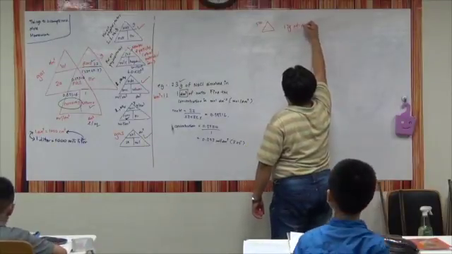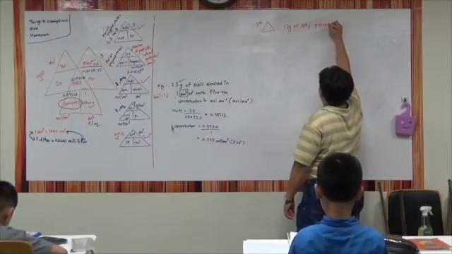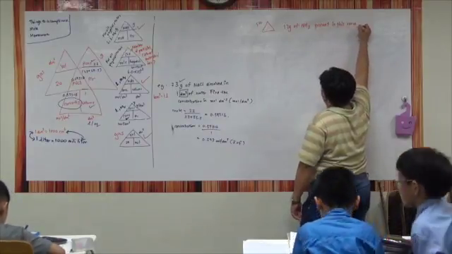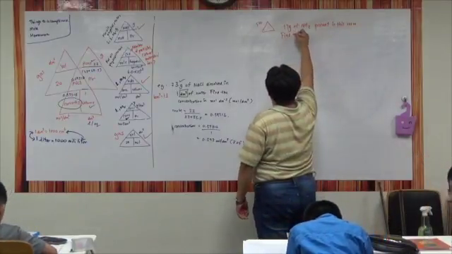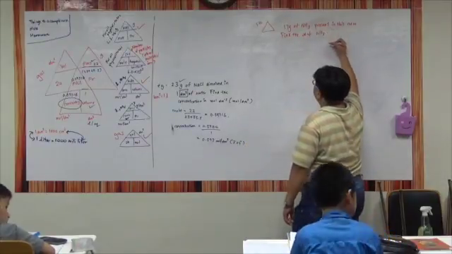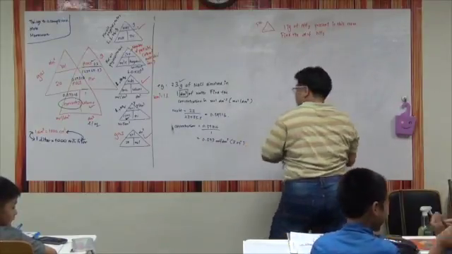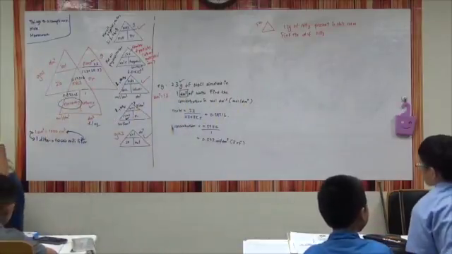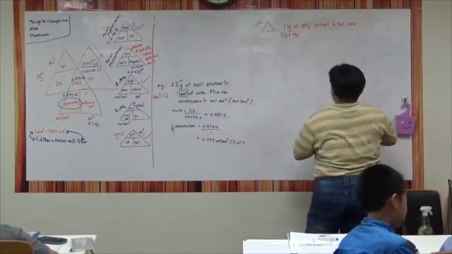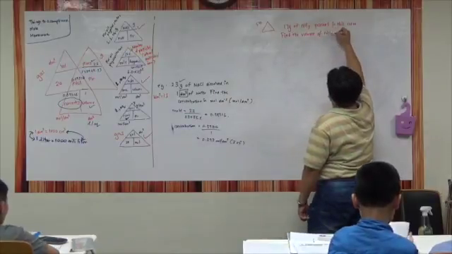17 grams of ammonia present in this room. Then find the volume of NH3.